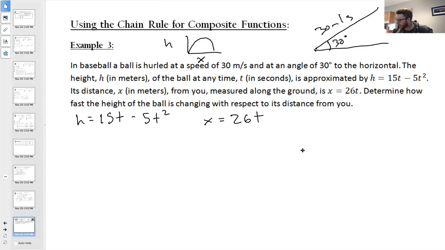So the question is asking, determine how fast the height of the ball is changing with respect to its distance from you. Okay, so our variable h, so how fast is the height changing with respect to its distance? We are looking for the rate at which the height is changing with respect to the distance. Okay, that's what it's asking. How fast is the height changing with respect to its distance?